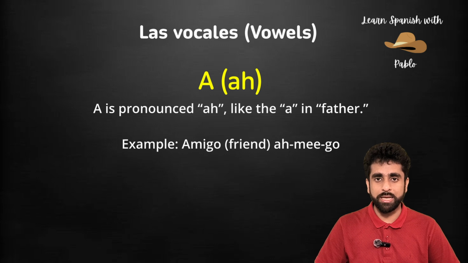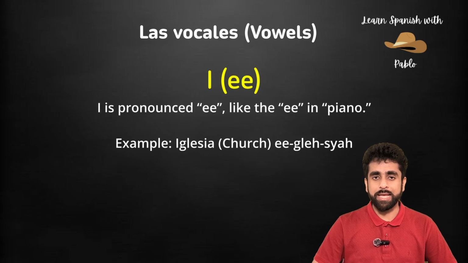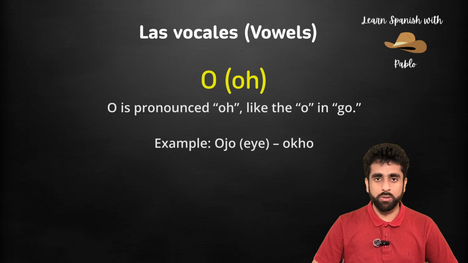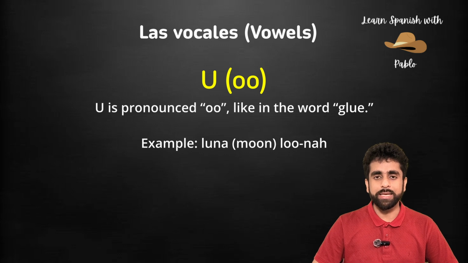A is pronounced as A like in the word father. Por ejemplo, amigo. E is pronounced as E like in the word bed. Por ejemplo, escuela. I is pronounced as I like in the word piano. Por ejemplo, iglesia. O is pronounced as O like in the word go. Por ejemplo, ojo. U is pronounced as U, like in the word glue. Por ejemplo, luna.